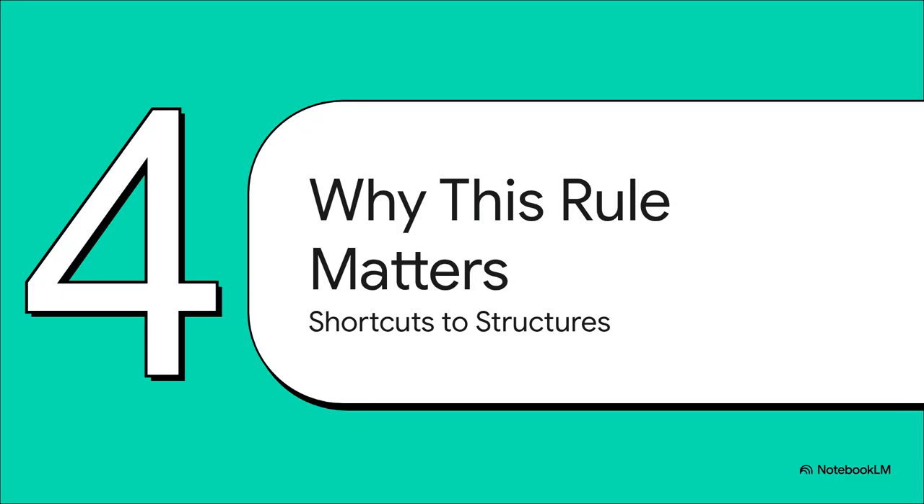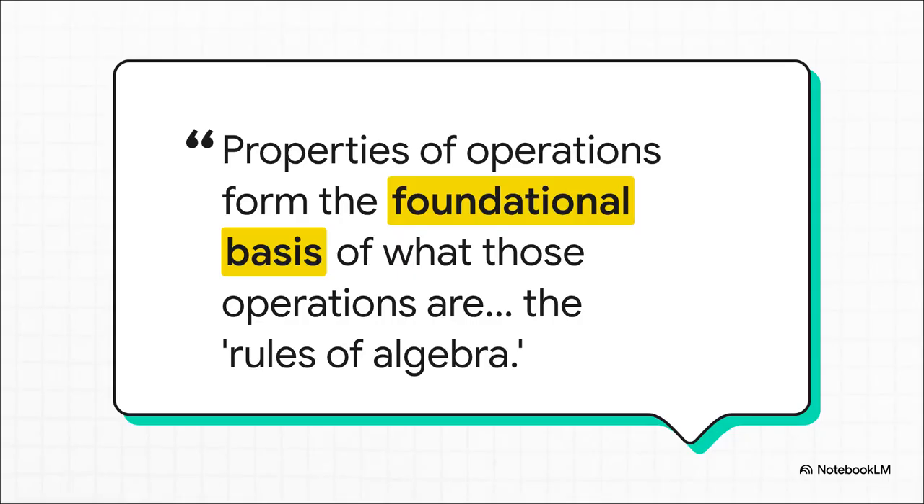Okay, so we've established it's a special rule just for addition and multiplication. But why should you care? Is it just a neat trick for mental math? No way. It's so much bigger than that. This rule actually helps define the very nature of what these operations are. See, properties like this aren't just things mathematicians noticed one day. They're not just observations, they are the actual rules of the game. They are the fundamental axioms that tell us how algebra and numbers are supposed to behave.